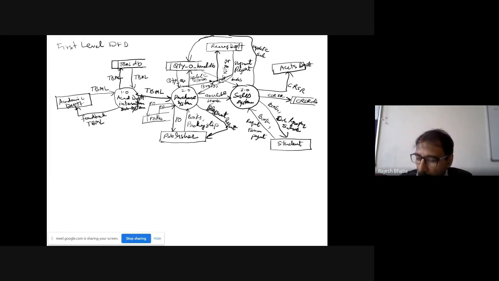Now let's see quickly. This is also a simple process. In this, we are receiving one thing, but in this, there are two things. Let's split this process into two further processes. See how. One is purchase order preparation, and the other is receiving.